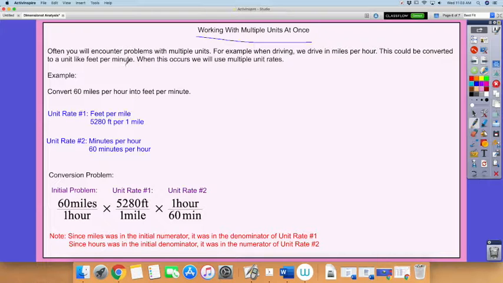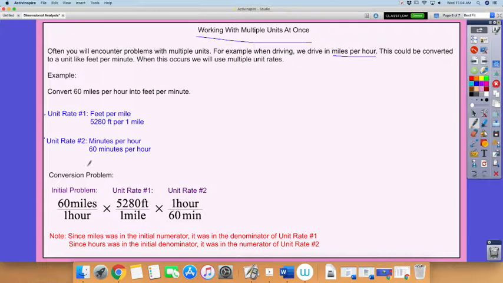So what we're going to have to do when we start with a problem that has 2 units, that means we're going to have to actually use 2 unit rates now. We're going to have to use a unit rate to get rid of the numerator, the miles, and we're going to have to use another unit rate to get rid of that hours that's in the denominator. So let's see how to do this. Starting with a fairly simple problem, they want us to convert 60 miles per hour into feet per minute.